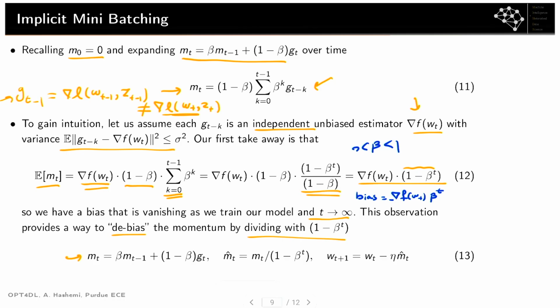So we have our usual way of updating the momentum, but instead of using that to update our parameter, we're going to first divide it by 1 minus beta to the power of t to debias it, and then use the result to update our parameter. So that's the first takeaway. We have some bias, and we can use a debiasing technique to reduce it.